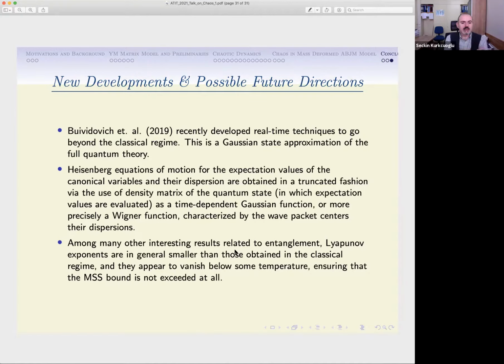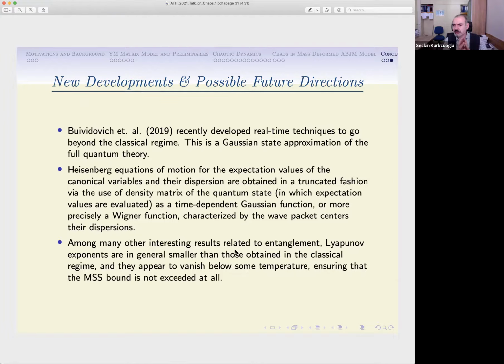The point here is that this is a real-time technique. If you take the BFSS model to Euclidean time, you can impose periodic and anti-periodic boundary conditions on bosons and fermions to look at the phase diagram of this theory, which could be quite appealing to Soner, I guess. Yes. There's a whole bunch of work in that direction, which has already been performed.